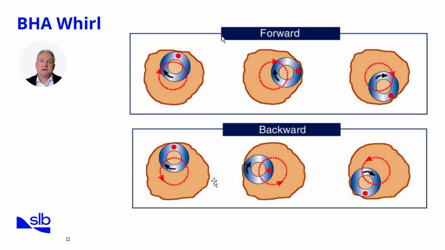Both induce significant shock loads, but backward whirl is typically more severe because of the high lateral forces applied to tools. Whirl accelerates wear on stabilizers, drill collars, and MWD/LWD housings. It can even damage drill pipe thousands of feet away from the bit due to vibration transmission. Because of this, understanding and identifying whirl early is critical. In the next slide, we'll look at an extreme example of forward whirl.